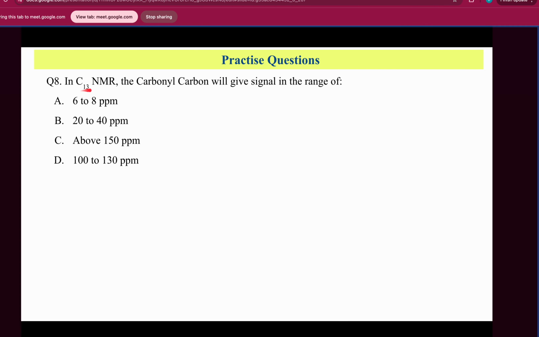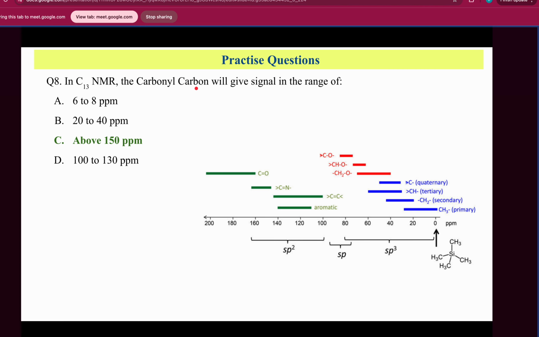Question number 8 is, in C13 NMR, the carbonyl carbon will give the signal in the range of 6 to 8 ppm, 20 to 40 ppm, above 150 ppm, or 100 to 130 ppm. So in this case, we have a carbonyl carbon. So the right answer is above 150 ppm.